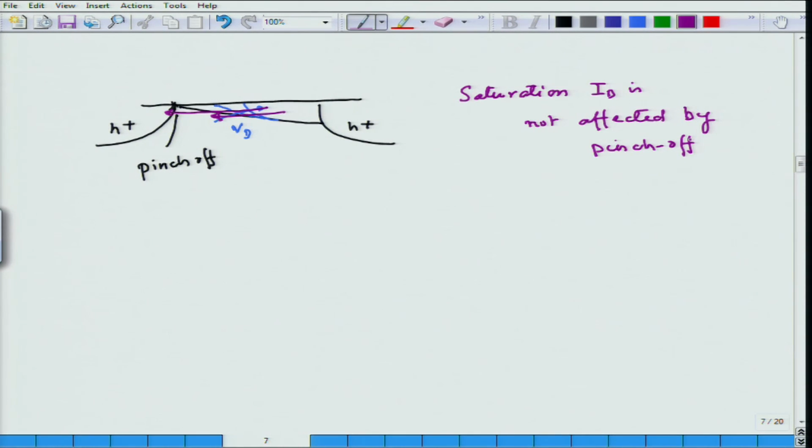There is also another explanation for this, where it says that at the point of pinch off, the velocity of the carriers is already close to the saturation velocity, and hence once we increase the Vd beyond the pinch off, the carrier velocities can't increase any further, and that is why the saturation takes place. So, this is the reason for pinch off and the saturation in the Mosfet transistors.